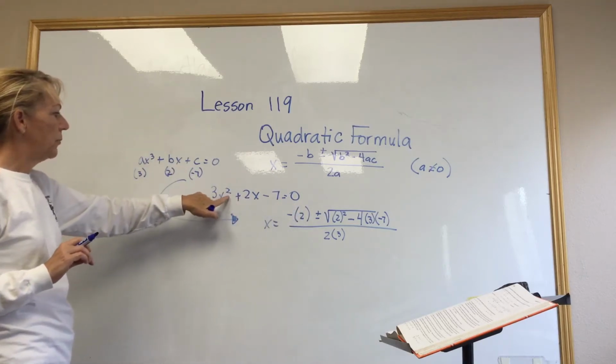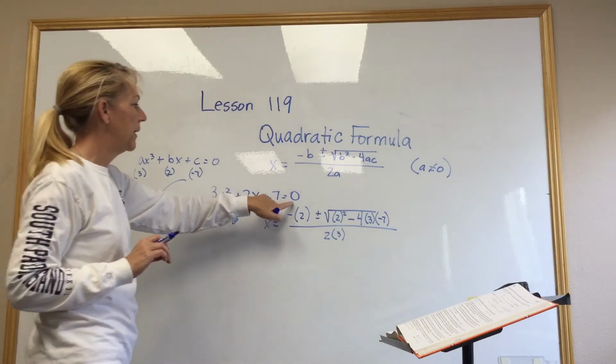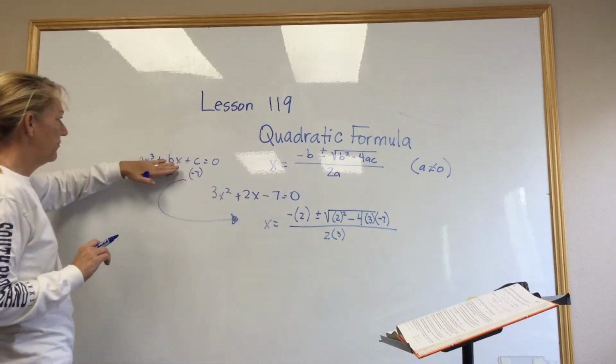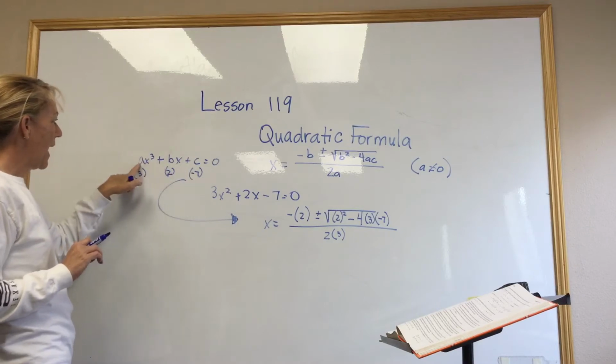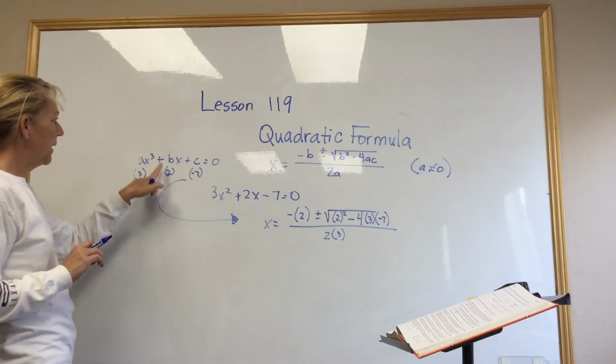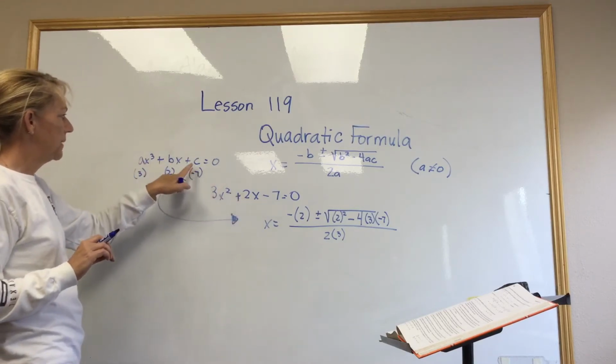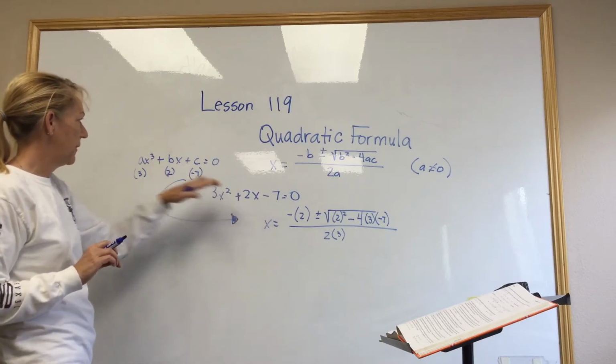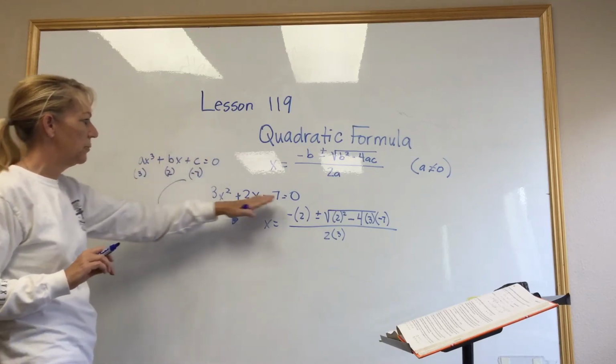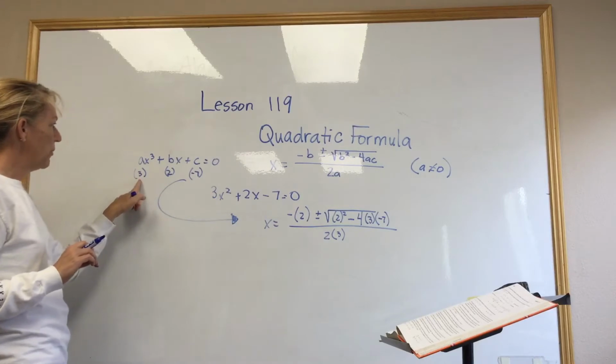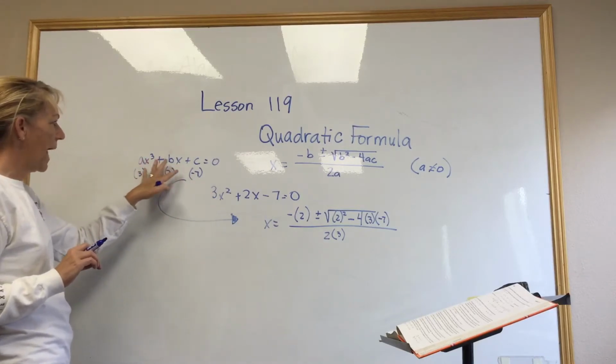Where 3x squared plus 2x minus 7, that's our equation that we would fit in here. So a would be this 3. B would be this 2, and c would be this -7. Okay, those are the positions in the equation where they fit. So I just wrote that underneath them so we can remember that in a minute.